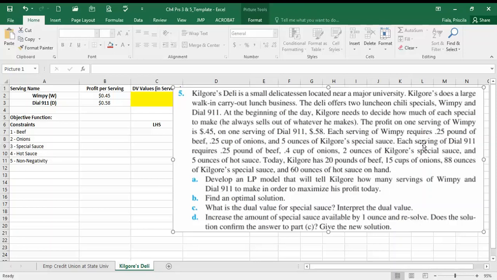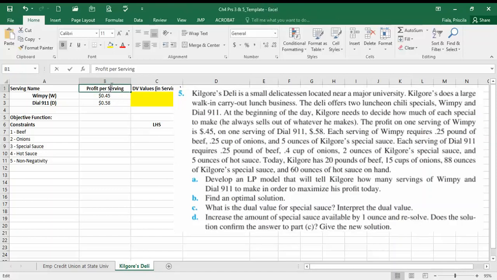He always says out of whatever he makes, the profit on one serving of Wimpy is 45 cents. Profit in one serving, which you could go ahead and even change here if you want, profit per one serving, is 45 cents. On one serving of Dio 911 it is 58 cents.